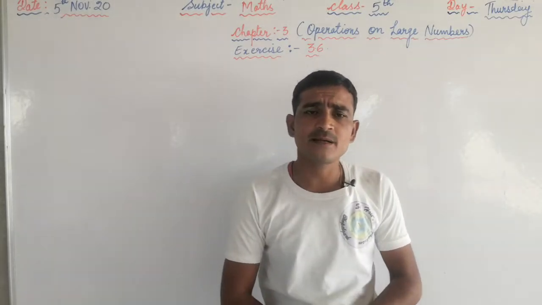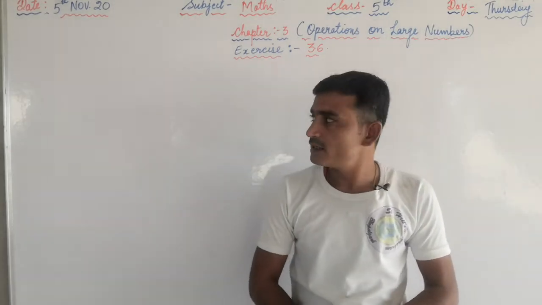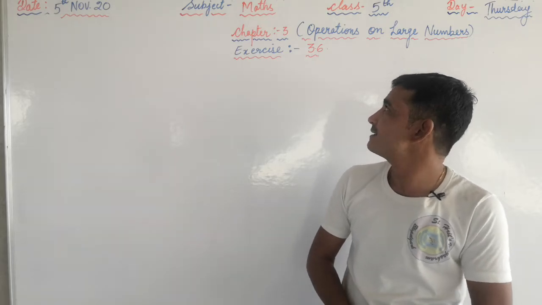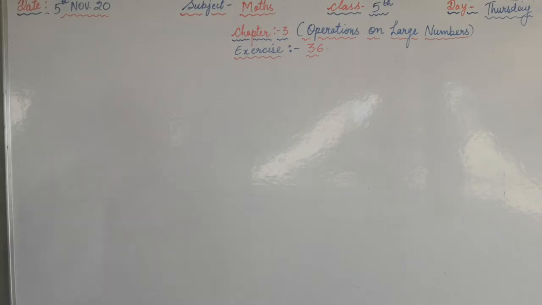Here we are in chapter number 3, that is operation on large numbers. In this chapter now we are just going to discuss exercise, that is exercise number 3.6. In this exercise, questions up to 3 we already discussed. Now for this lecture we are going to discuss question number 4.